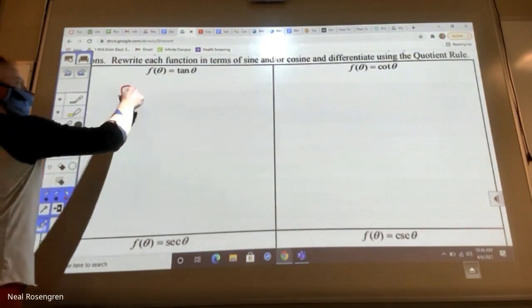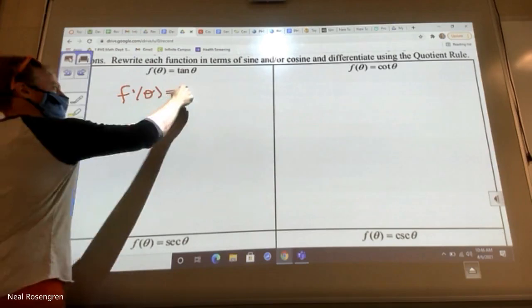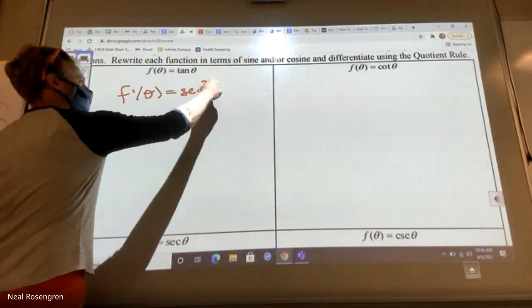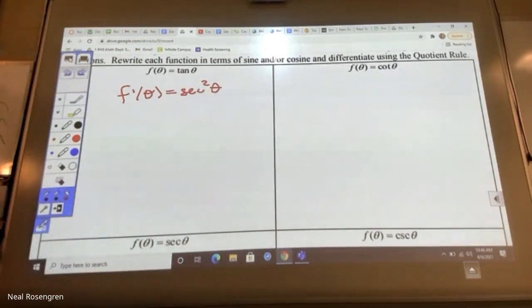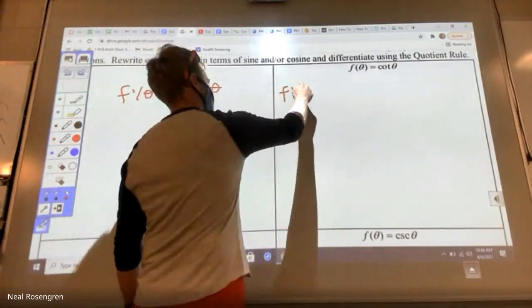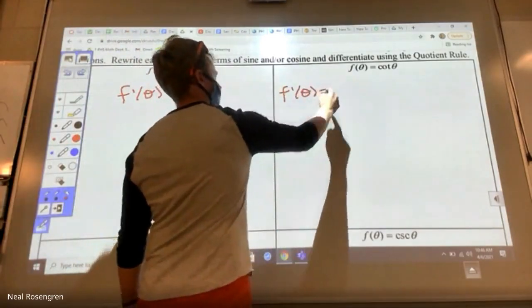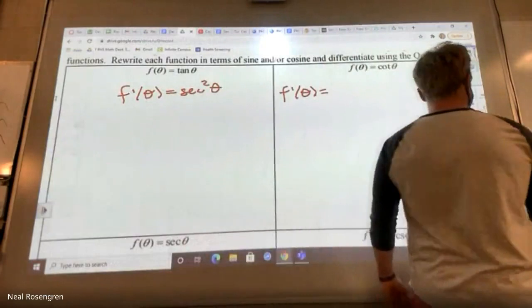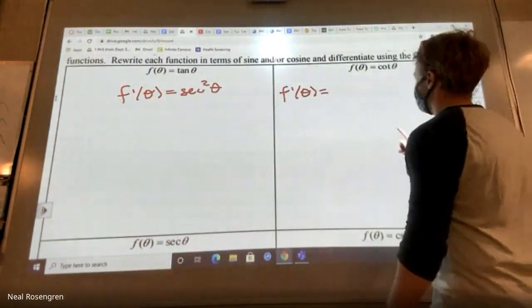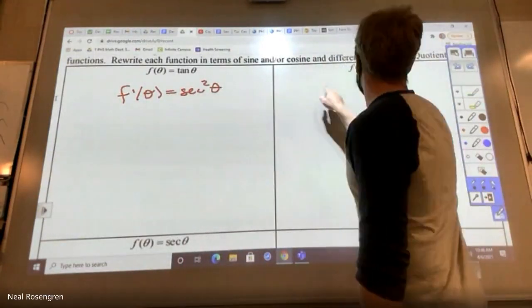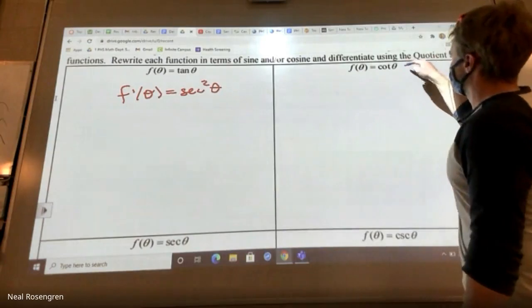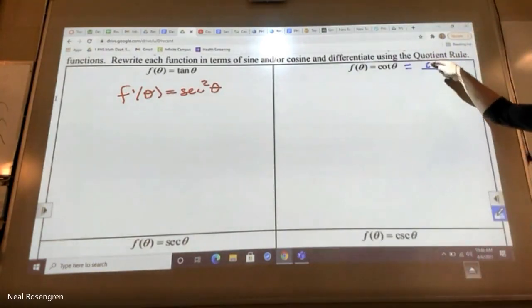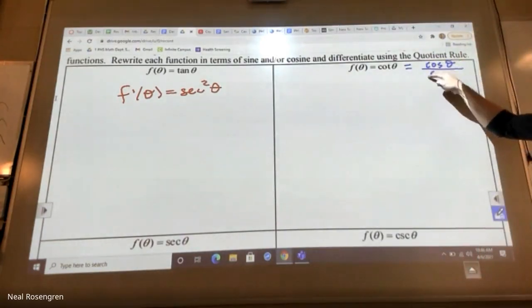So this was secant squared. What do you think it's going to be? Maybe. Maybe. Let's find out. I don't know. Let's find out. Maybe though. Rewrite it for sure. Cosine.